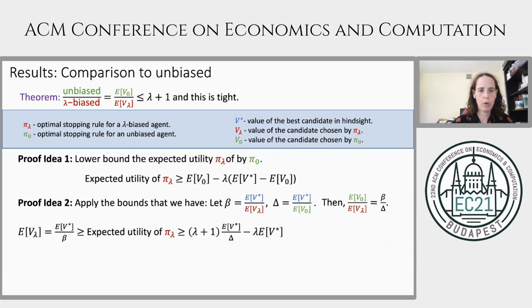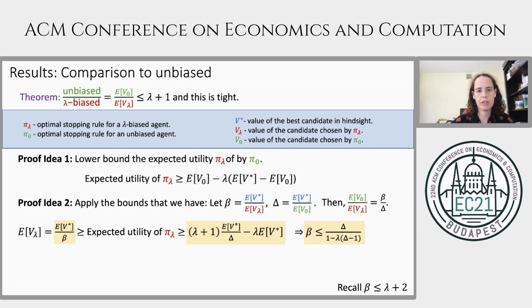So again, let's go back to the expected utility of the biased agent. So we have the lower bound. Here we just did some rearranging. And we also have an upper bound on the expected value of the hired candidate, since the expected utility is simply the expected value minus, possibly, some loss. Now, if we take these two and do some rearranging, we can get an upper bound on beta in terms of delta and lambda.